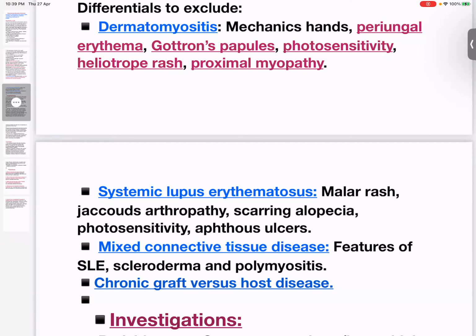You will find scarring alopecia. That's why I'm telling you start with the hair. Imagine the patient in front of you and start with the hair. Look for the hair, look for the eyes, look for the mouth, mouth sores, mouth ulcers, look for the GIT, look for the skin, look for the joints, cardiovascular, respiratory, renal. So all the systems can be involved.